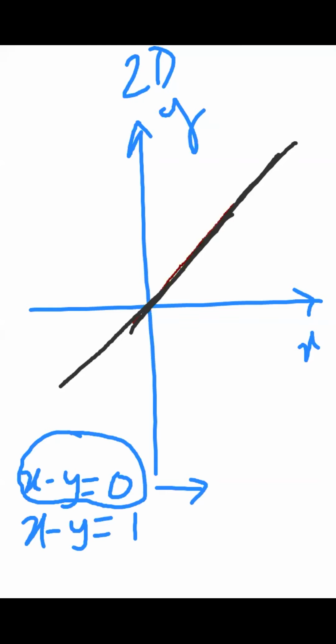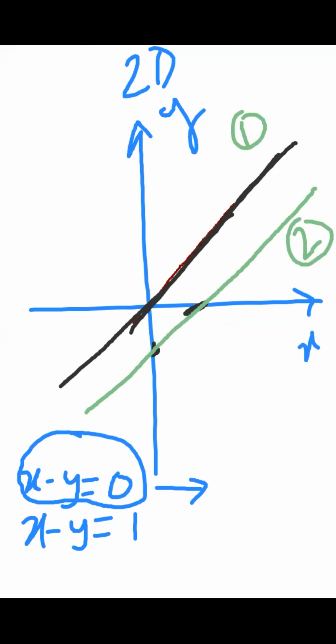Okay, next x minus y is equal to 1. That means when x is equal to 0, y is equal to minus 1. When x is equal to 1, y is equal to 0. So the line x minus y is equal to 1 will pass in this way. This is the first line and this is the second line. Now what happens in reality? These two are parallel lines.